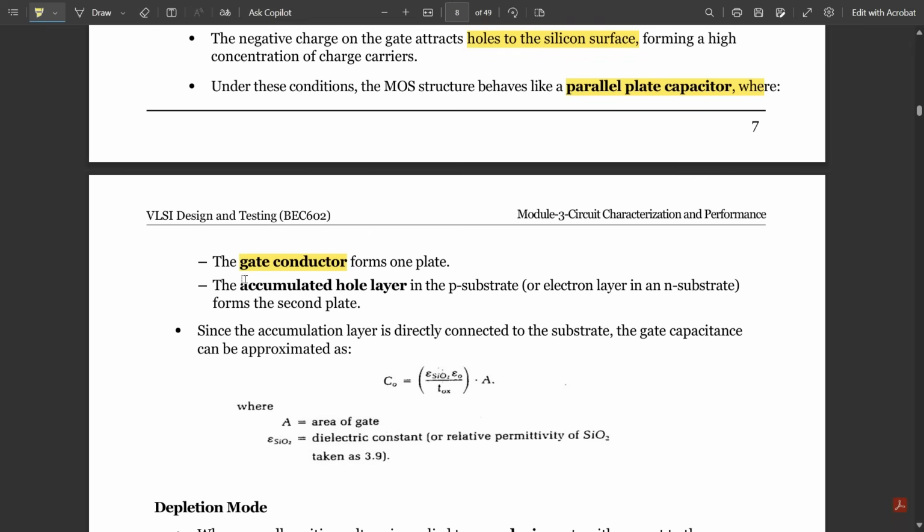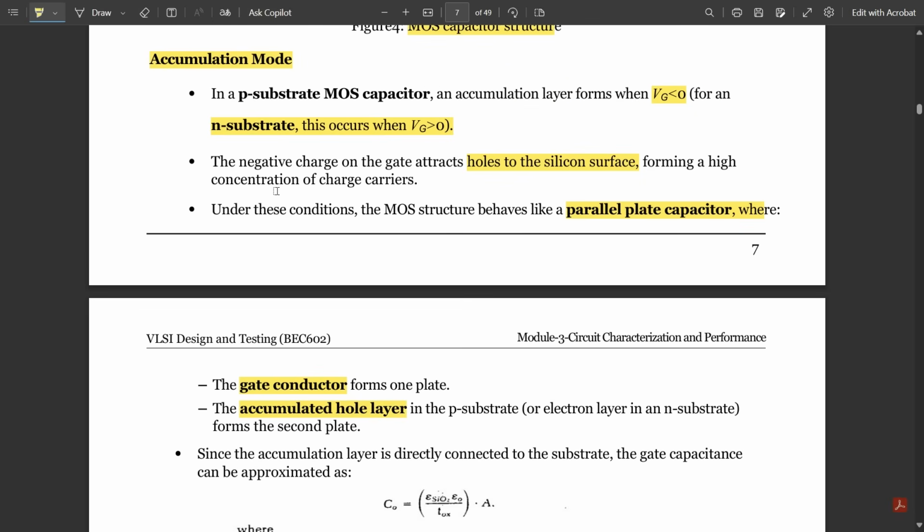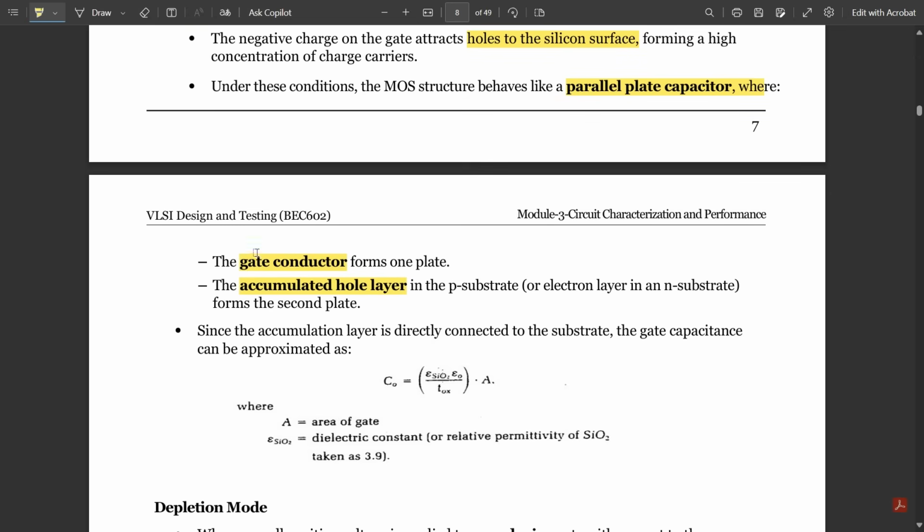That is, the gate conductor is one plate and the accumulated hole layer is the other. Why is this a hole layer? Because the negative charge on the gate attracts the holes to the silicon surface. When the holes get attracted, the layer formed is the accumulated hole layer in the P substrate.